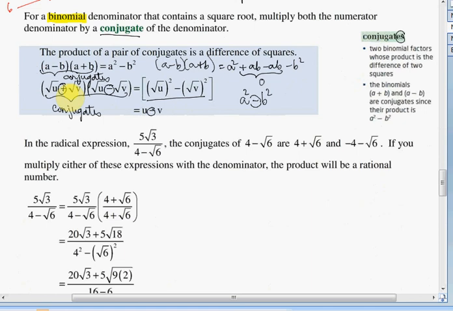Okay, and the reason for that is because you're going to go negative b times positive b to get negative b squared. You're going to go positive root v times negative root v, and you're going to get minus v. Okay, so it's always going to be a difference.